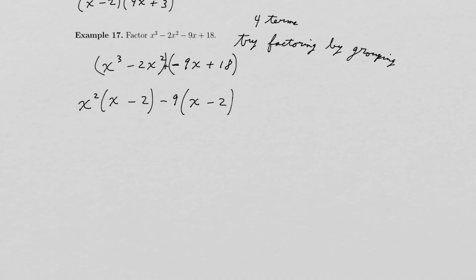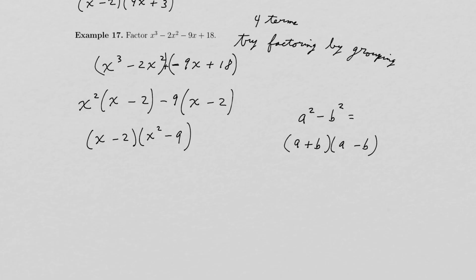And now, since x minus 2 is common to both terms, I can pull it out front, and I'm left with x squared minus 9. It turns out that this expression can be further factored. We're going to talk about that in a second as one of the special cases, but let me remind you of it right now. If you have an expression of the form a squared minus b squared, this is factorable into a plus b times a minus b.